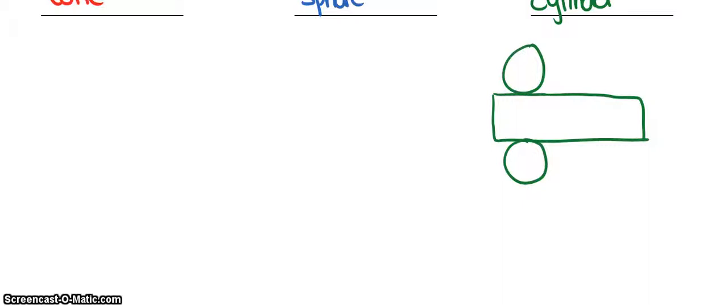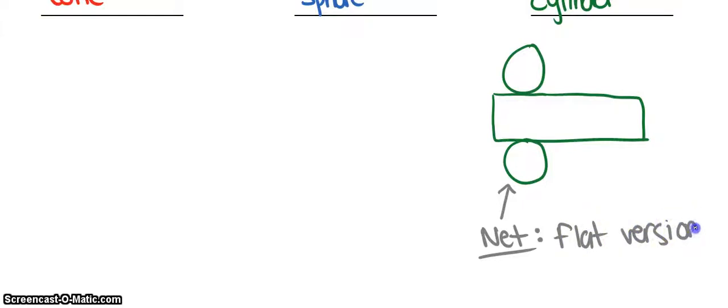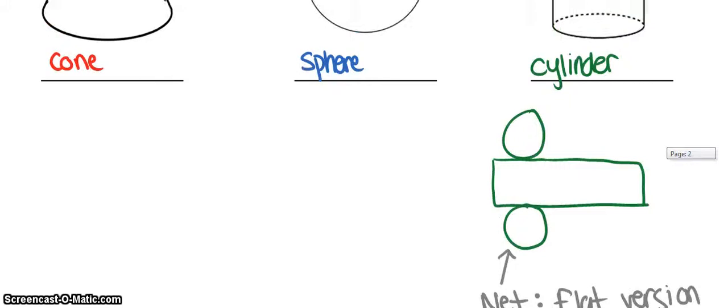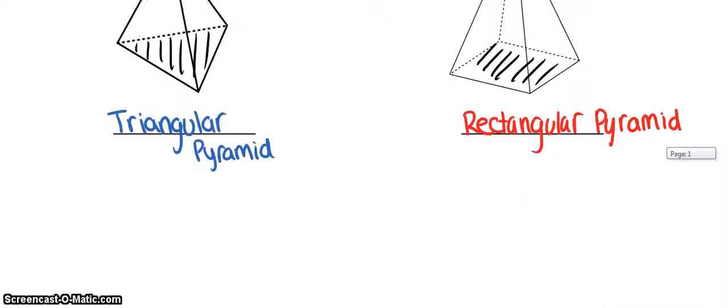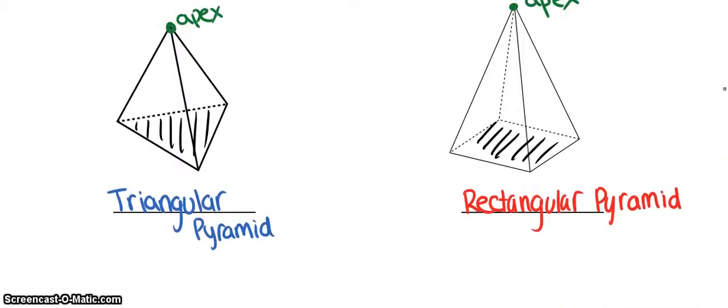And just for another vocab word, this flat version is called a net. A net is just a flat version of a 3D shape. I'll use that word a lot this chapter. So if you know how to find the area of circles, you can find the area of a cylinder. If you know how to find the area of triangles, you can do a triangular prism. But it all takes visualizing, which is a really important mathematical skill.